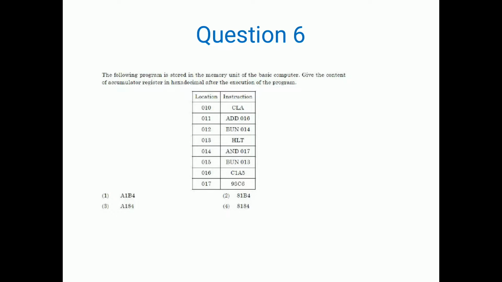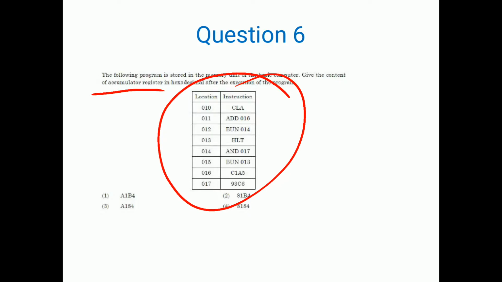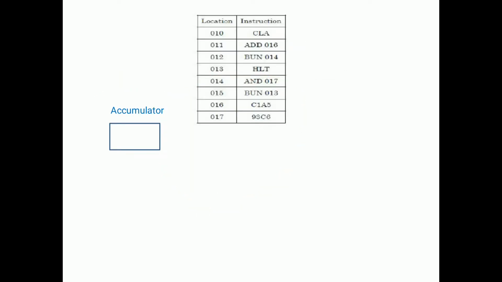This question is very important. This question says that the following program is stored in the memory unit of the basic computer, and give the content of the accumulator register in hexadecimal after the execution of the program. So we have to find the content in the accumulator register after executing this program. So start executing this program. The first location, that is 010, says that the instruction is CLA, that is clear accumulator. So firstly the accumulator will be cleared.